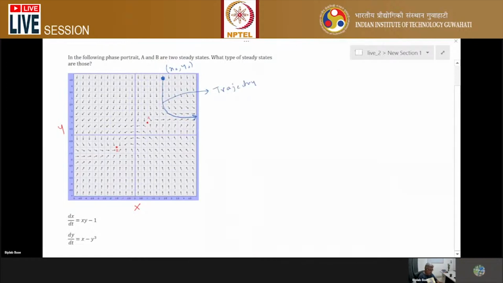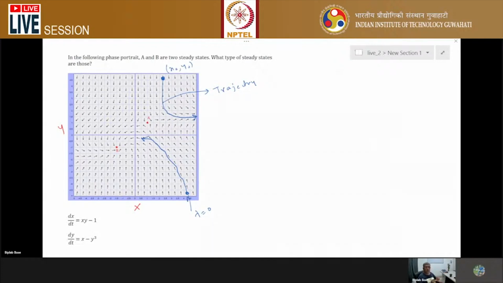If you start somewhere else, for example, suppose this is my t equal to 0 position, then I will follow the arrows from there and I will move something like this. This is another trajectory, right? Trajectory depends upon where you started. Okay, so that is not the question. Let me get back to the question.